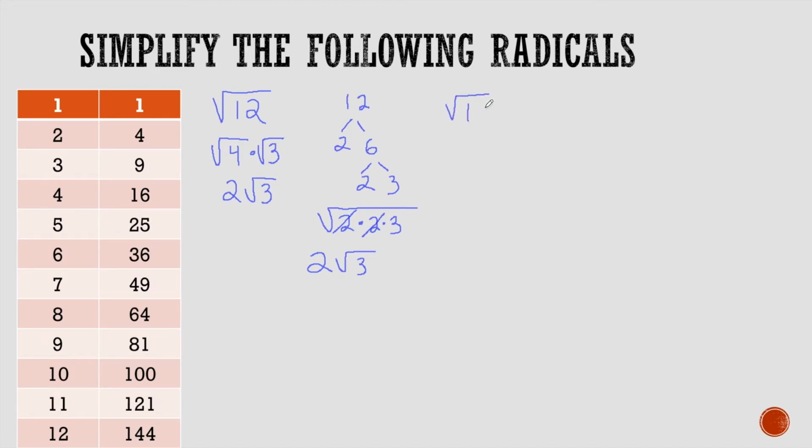How about square root of 18? We look down this column for the biggest number that goes into 18. We see that it's 9. So the square root of 18 is the square root of 9 times 2. It can be written like this, or if I write it like this, I separate it, with one of these being a perfect square. Square root of 9 is 3. Square root of 2 we can't do, so we leave it like that. When you see the square root of 18, we're not looking to get decimals here.